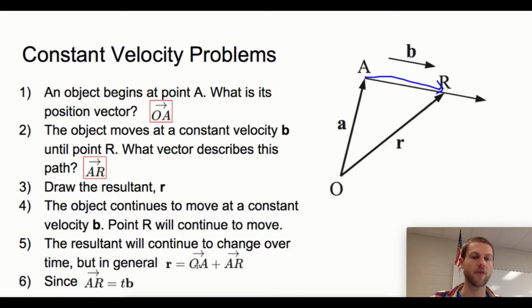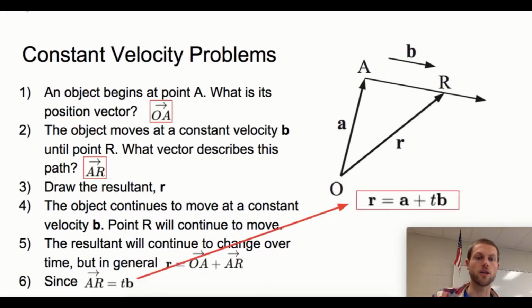And if we call OA vector A, and we know that AR equals the time times vector b, we can conclude that the resultant vector R, in general, is equal to A plus the time passed multiplied by the vector b. This is like the general vector velocity equation. So this is really key.